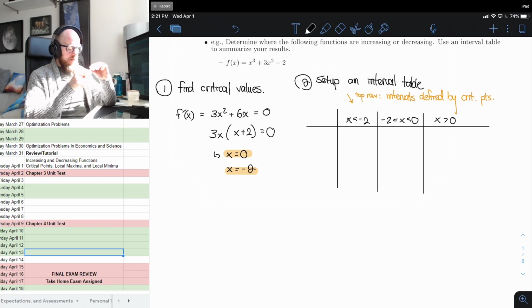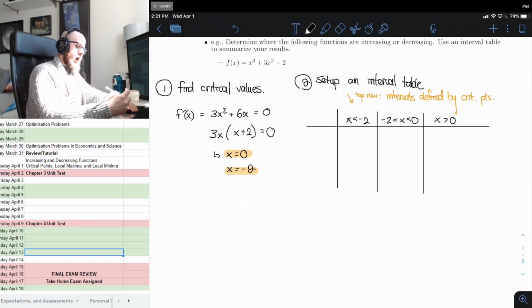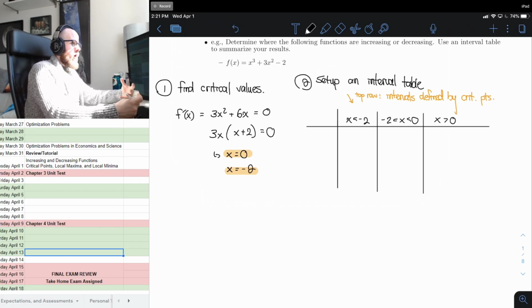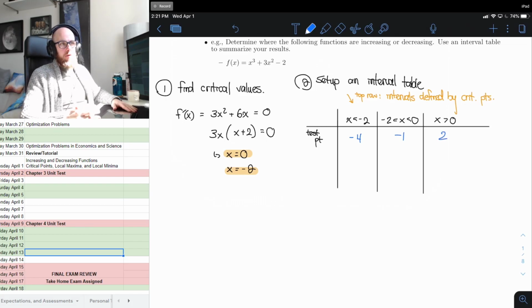Okay. So then what I'm going to do, and again, you might have your own method to set up these interval tables, I'm just going to show mine. Okay, so you can figure out what works best for you. I like listing a test point here. Okay, so test points, I'm just picking numbers that are within each interval, right? So a number less than -2, let's say -4. A number between -2 and 0, so say -1. And then a number bigger than 0, so let's say 2. Okay, so those are my test points.